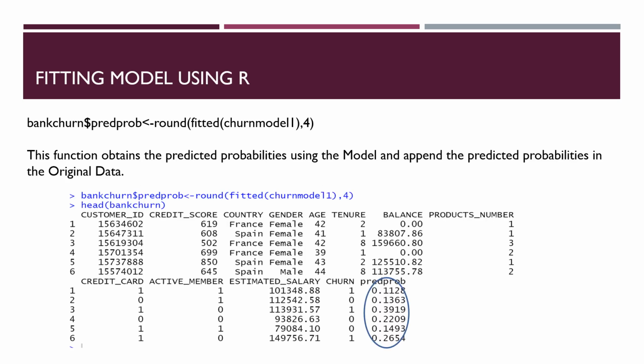Let us see how to fit the model to the data using R. The first line on this slide indicates the syntax for appending a column pred prob into my original data bank churn using fitted function. Fitted churn model 1 will apply the final model to the data, and round function will allow us to round off the predicted probabilities up to 4 decimal places.